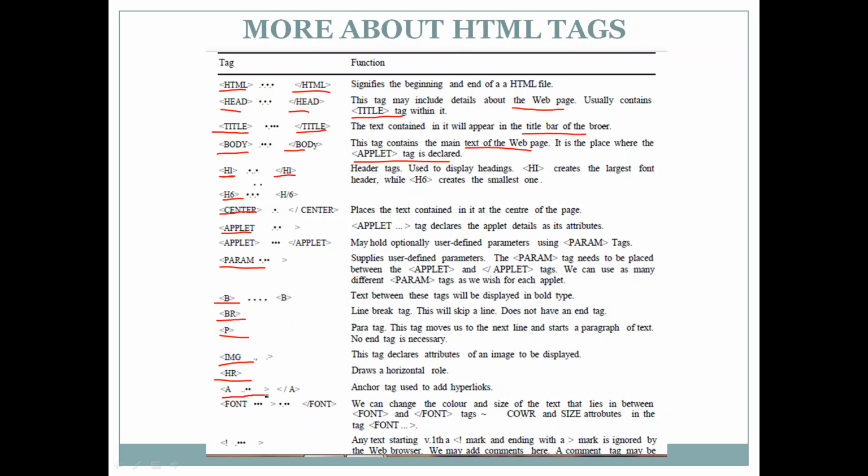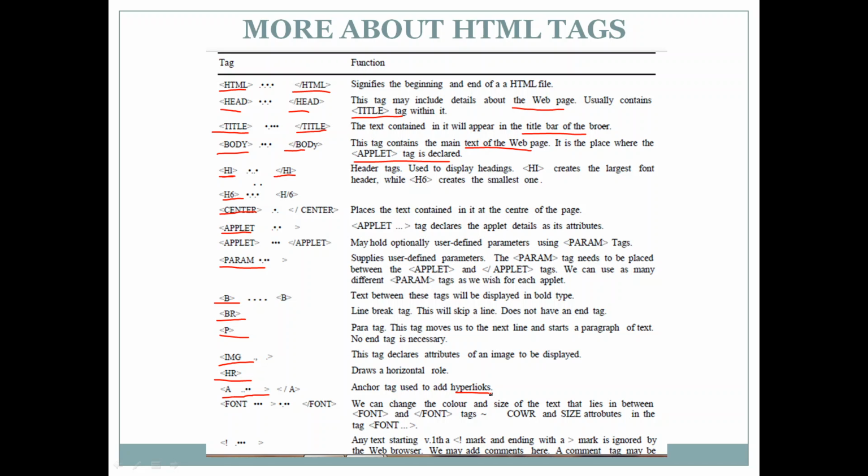There is a next tag, that is the A tag or anchor tag. It is used to add hyperlinks. We can create links on the web page by using the anchor tag. There is an attribute of the anchor tag, that is href, hyperlink reference. Using this href attribute, we can specify the page which we want to open upon clicking on a link created by using the anchor tag.